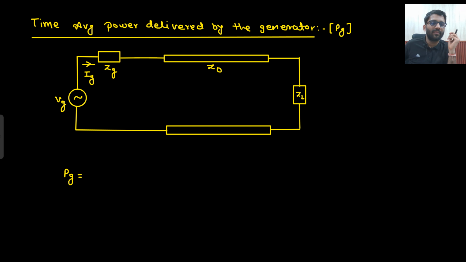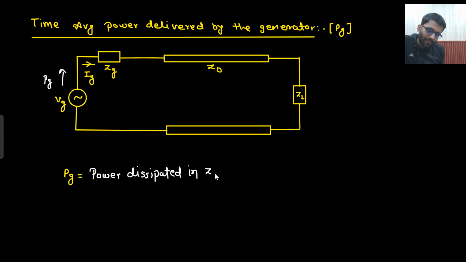Now there is another term that will also be asked: the time average power delivered by the generator. How much power is the generator delivering? This is PG, the power delivered by the generator. That would equal the power dissipated in ZG plus the power delivered to the line.